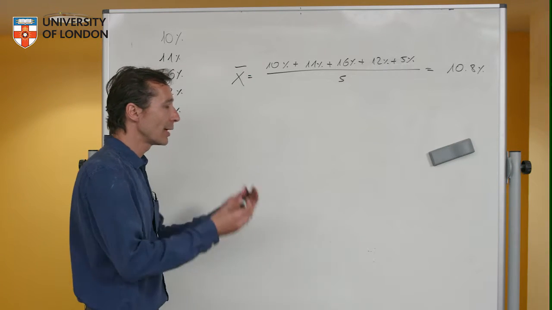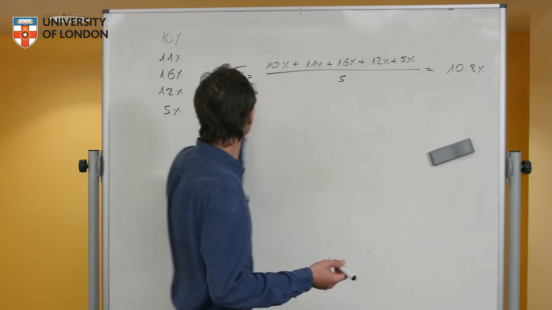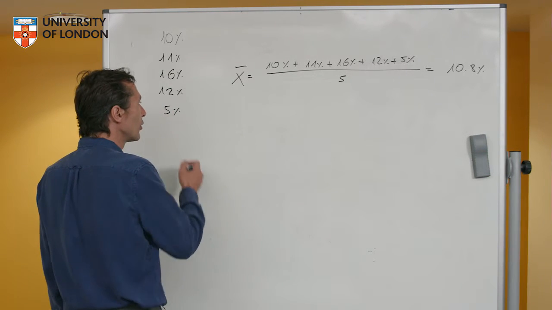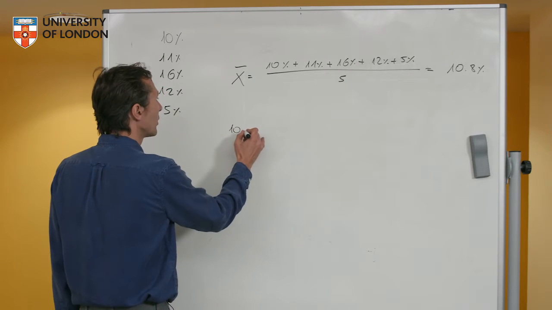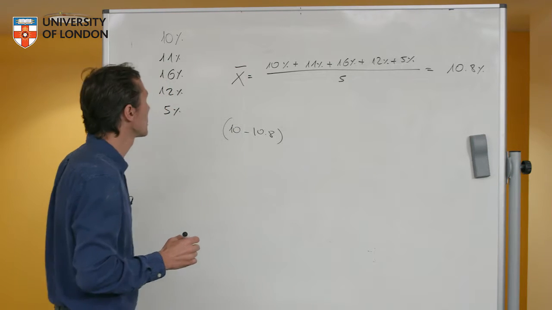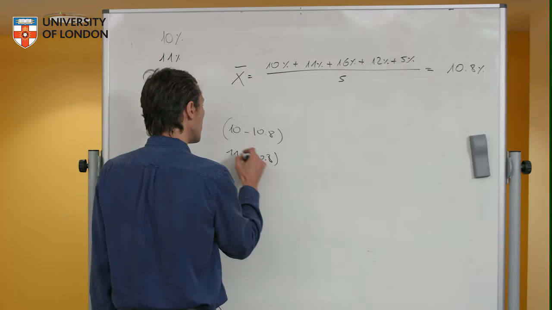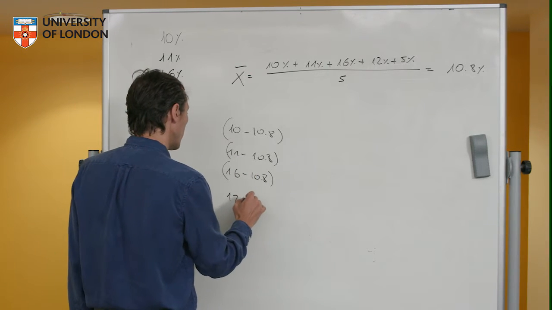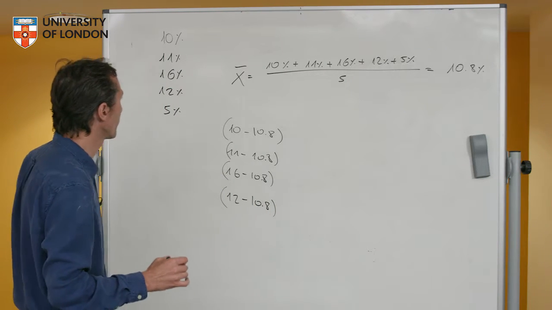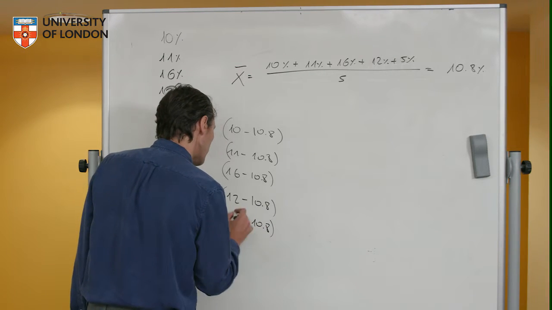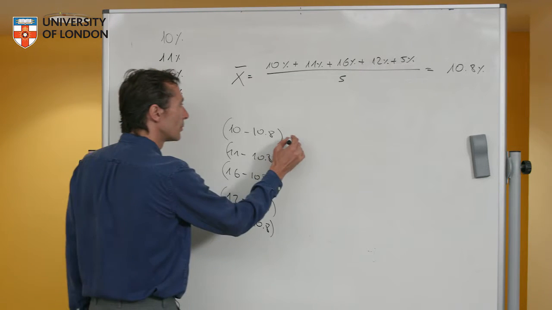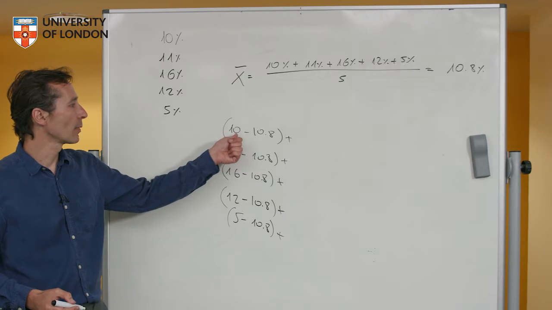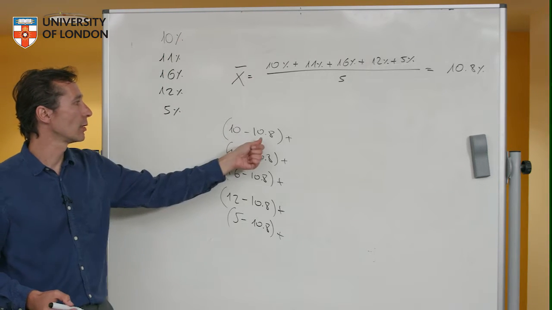The next step is to find the differences between the actual observations and the mean. The first difference will be 10 minus 10.8. The second difference will be 11 minus 10.8. The third difference will be 16 minus 10.8. The fourth difference will be 12 minus 10.8. And the fifth difference will be 5 minus 10.8. Those differences represent the difference between the actual observation and the mean.